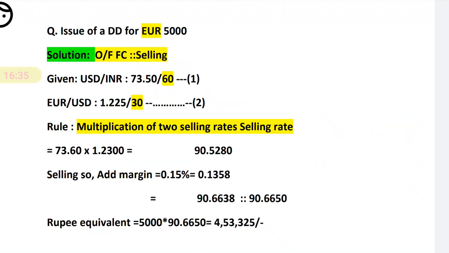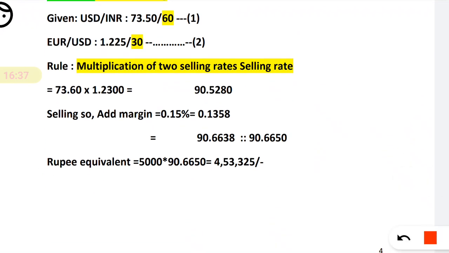Now we have to adjust the margin. What is the margin? As issuing a DD is a selling case, in the selling case always add the margin.